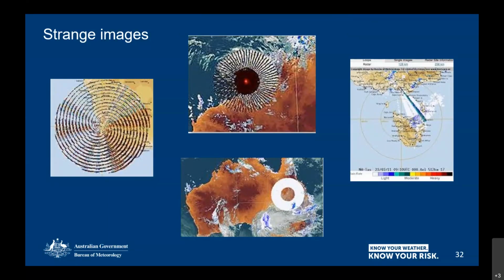We get interference, as I said, from electromagnetic interference from ships, aircraft, military. We're also starting to see a little bit of interference on our Doppler radars from wind farms as well. As we get more wind farms throughout Australia, we get a little bit of interference from those. But however, we're working on filtering those.